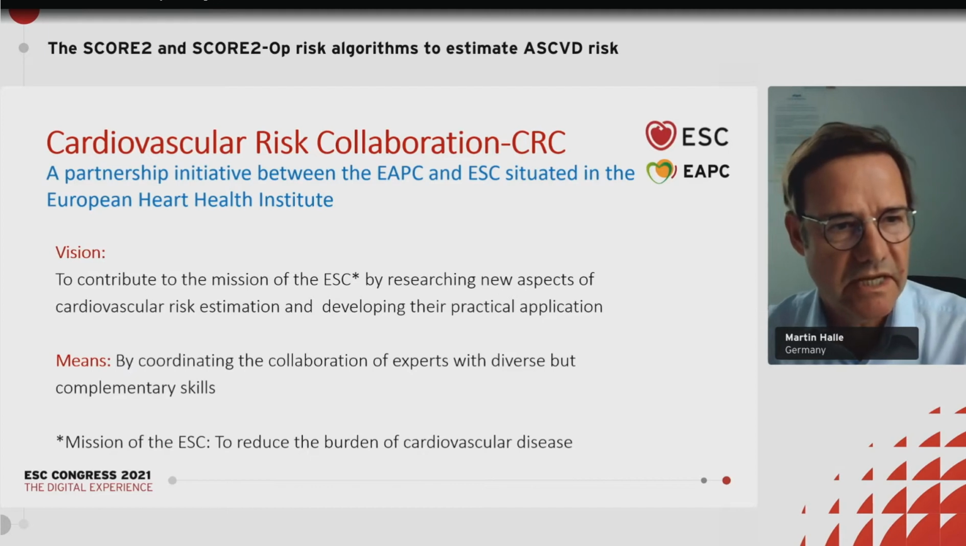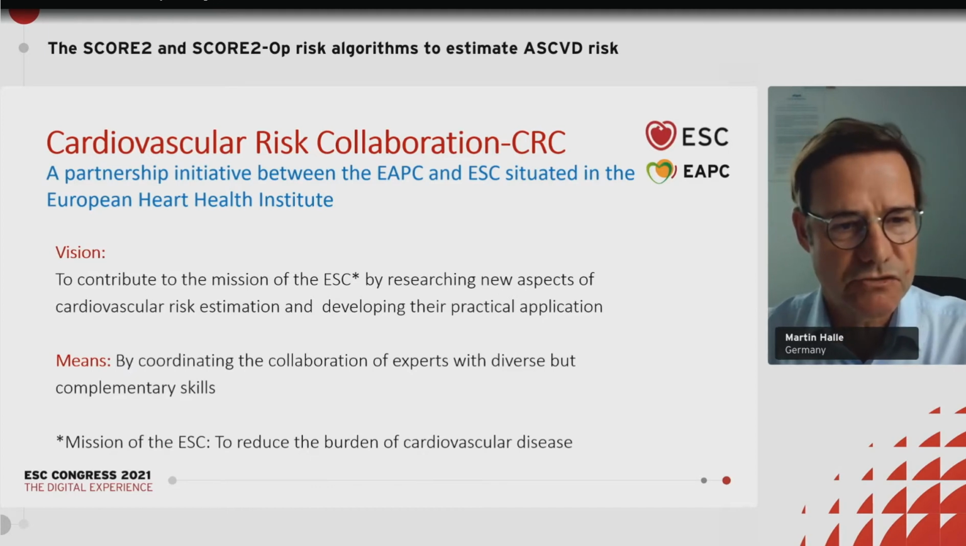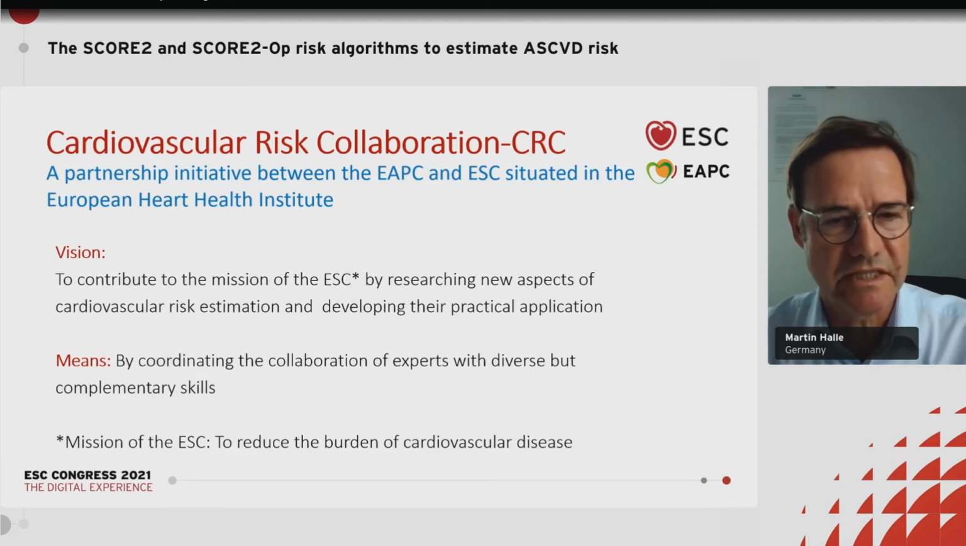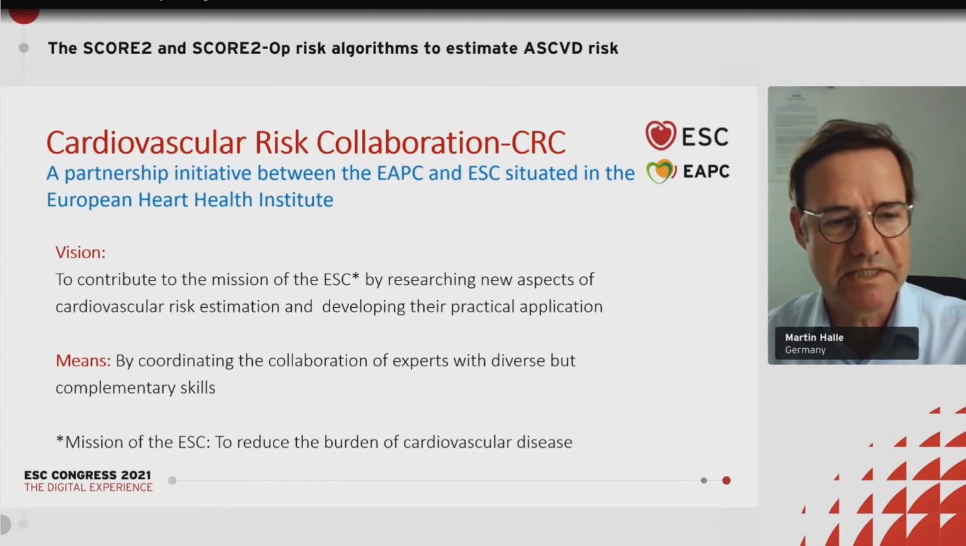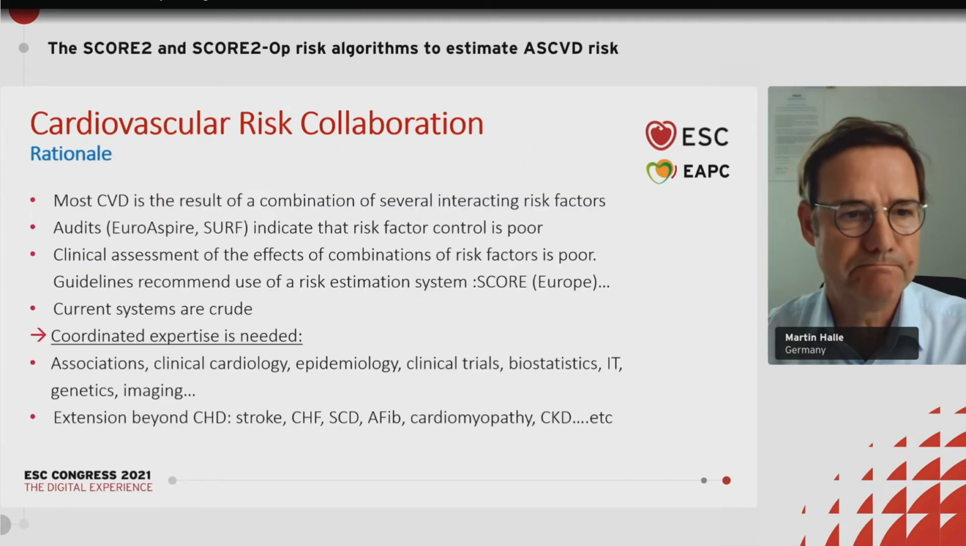The vision is contributing to the mission of the ESC, the reduction of cardiovascular disease, through a collaborative research approach looking at new aspects of cardiovascular risk estimation and developing practical implications. The means is coordinating the collaboration of experts with diverse but complementary skills. And this is done by the Cardiovascular Risk Collaboration Group, which is situated in the European Heart Health Institute.